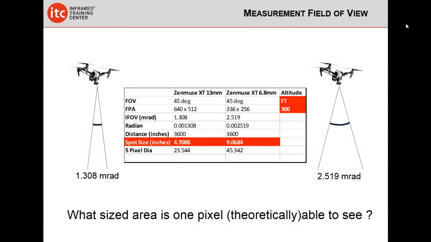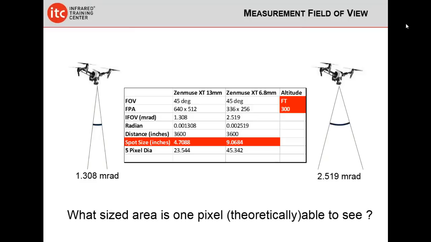So we have to talk about measurement field of view and spots, because it's totally different with an sUAS infrared camera. How is it totally different? Well, let's take a look. If we have a 640 by 512 Zenmuse with a 13 millimeter lens on it, our spot size in inches is about 4.7088 from 300 feet. Now, I know not everybody's going to be up at 300 feet. This is just an example. But we now know that the pixel size for measurement from an sUAS infrared camera is 5 pixels.